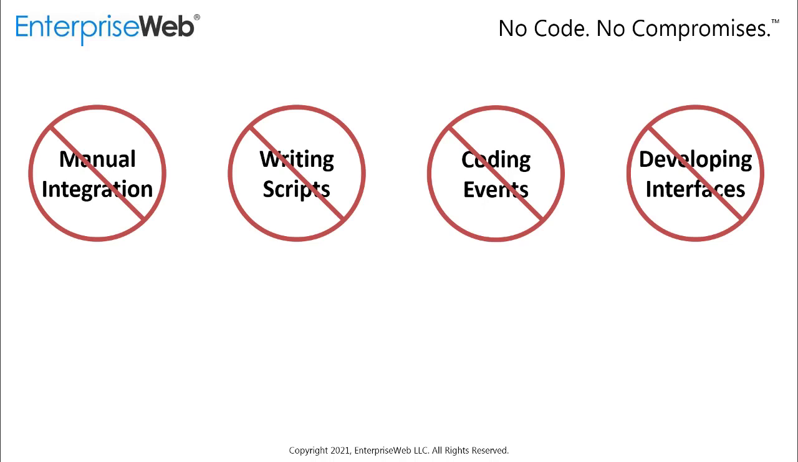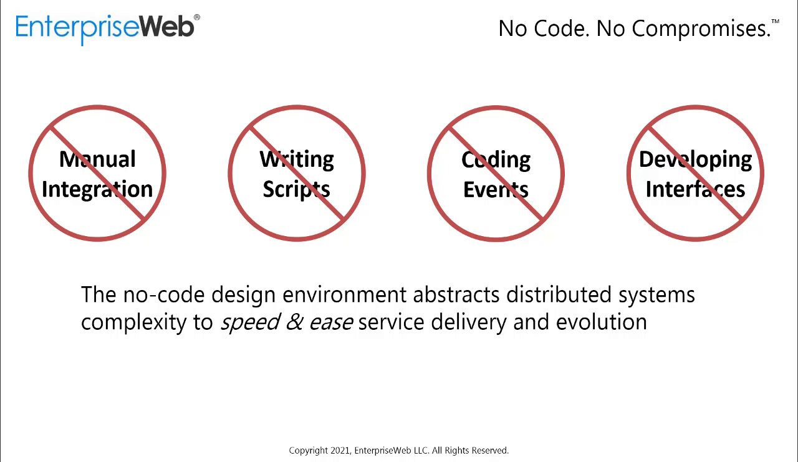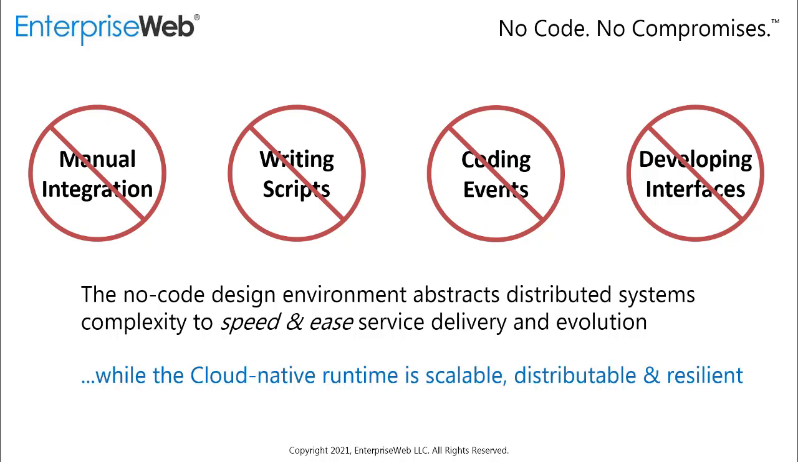So when I say no code, no compromises, I'm saying no manual integration, no writing scripts, no coding events, no developing interfaces, no code, period. Most no-code solutions are designed for a citizen developer or a business user to rapidly model relatively simple applications. But Enterprise Web was really designed to make complex event-driven applications easy. The no-code design environment abstracts away the distributed systems complexity to speed and ease service delivery and evolution. Enterprise Web itself is cloud native, so the runtime is scalable, distributable, and resilient.